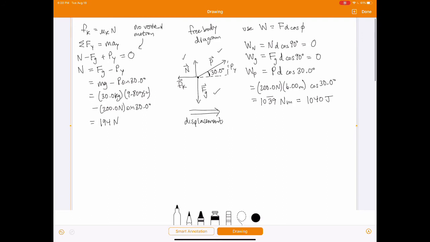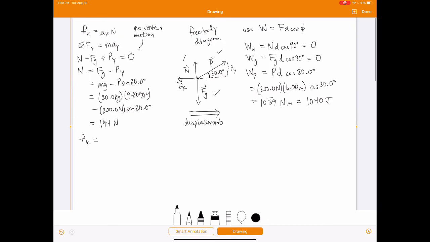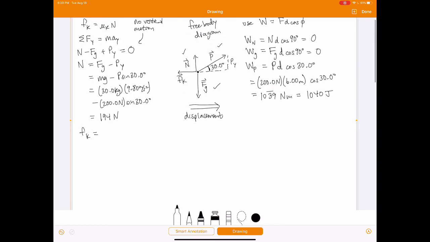Okay, so all that work there was just to solve for the normal force. Then once we have that, the friction force is just, again, mu k times that value of N. So we have 0.150 as our friction coefficient. We're multiplying that by 194 newtons. And so the friction force, therefore, is 29.1 newtons. Okay, now we're ready to calculate the work done by the friction force.